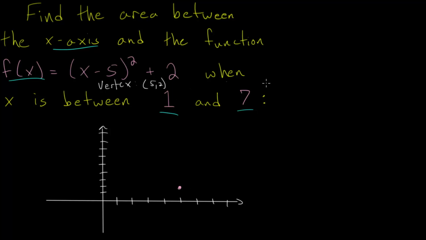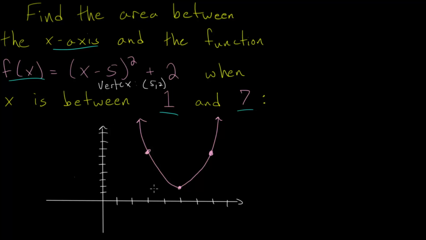Like if we plug in 1 and 7, 1 would give us negative 4 squared, which is 16, plus 2, which is 18. So at 1, it's fairly high up. And at 7, we get 2 squared, which is 4, plus 2, which is 6. So at 7, we can plot that right about here. And we'll get some symmetry. If we go over 2 to the left, we'll get that same y value. And let's just sketch in this curve here.